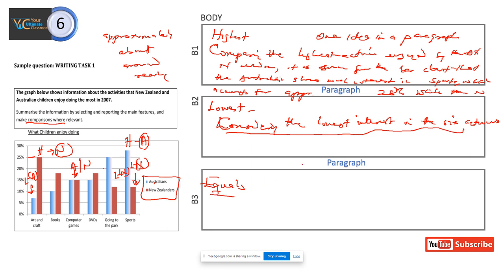When it comes to the equals, taking the two countries into consideration, it is apparent from the chart that the Australian and New Zealand children, or the young people of Australia and New Zealand, showed equal interest, or have the same interest, in computer games. Or you can say, taking the two countries into consideration, it's evident that 15% of both Australians and New Zealanders showed much interest in computer games. There's no one way to write your body, but make sure it is well organized so that the examiner can read it. So this is how to organize your body into paragraphs.